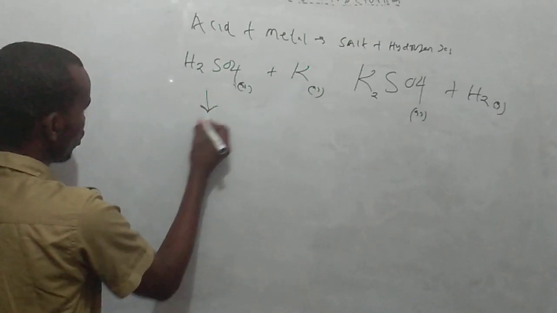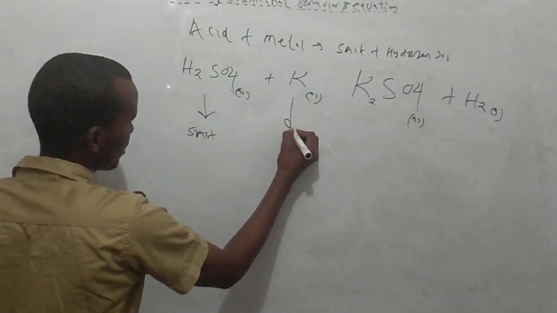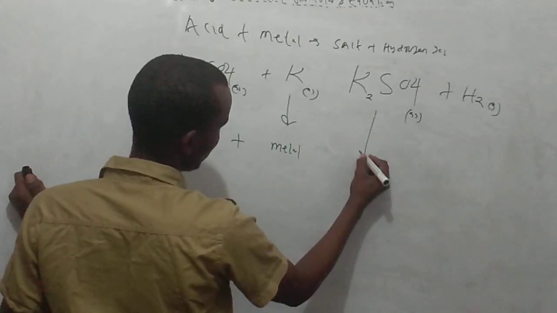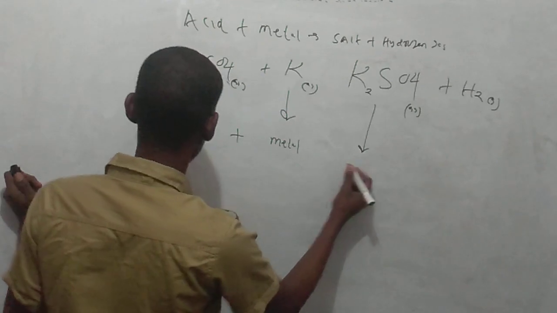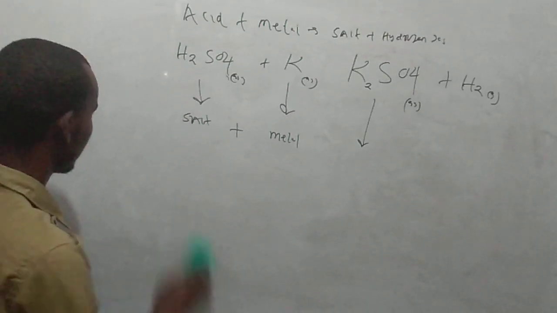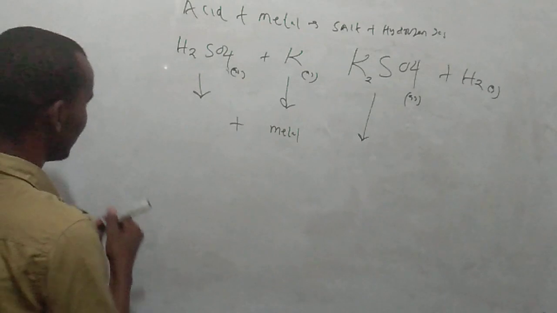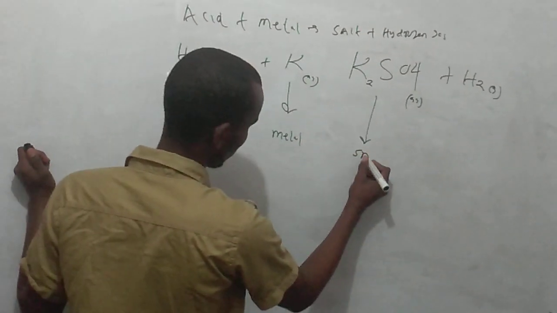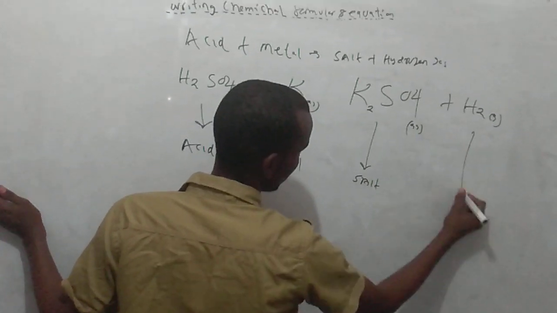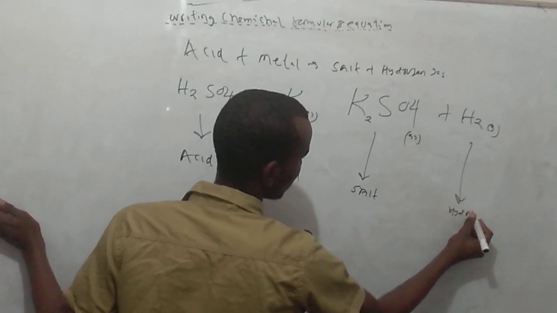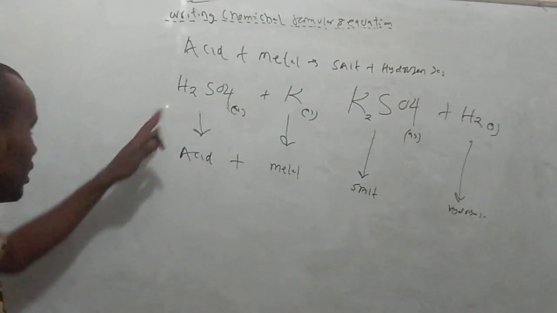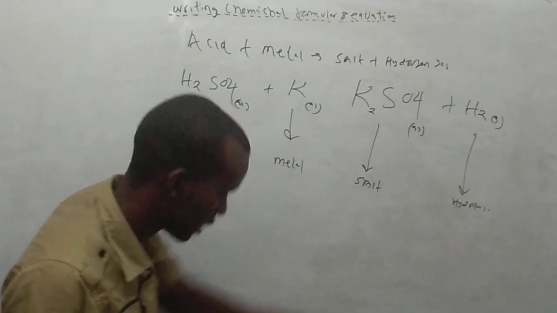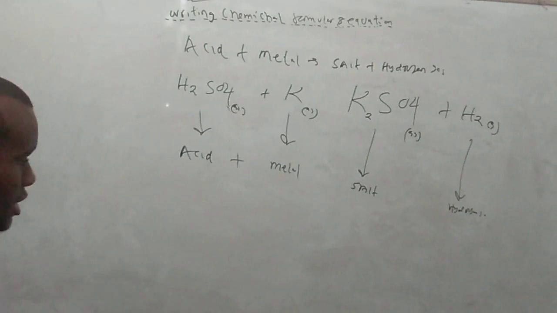Remember, this is our salt. Remember, this is our metal. Then if you combine salt plus metal, you will get this. This is acid, sorry. This is acid. Acid plus metal will give us salt plus hydrogen gas. So we have the acid, we have the acid plus the metal, salt plus hydrogen gas. This is how the perspective you look.